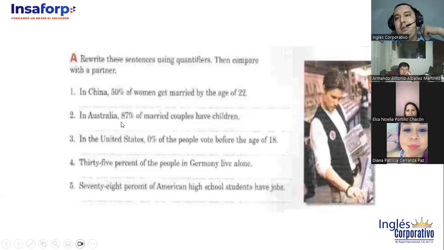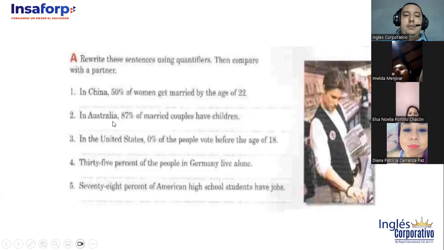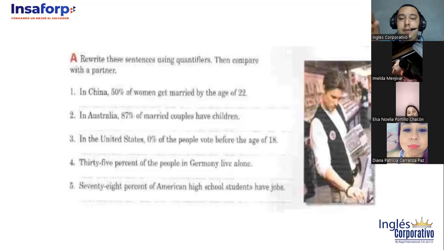Most of Australian people, or most Australian couples get married. Of married couples, have children. Or we can say it this way: 87% of married couples have children. Most of them in Australia. We can restructure it in that case, changing this to the end of the sentence and adding most. Most of them. We can mix those quantifiers.